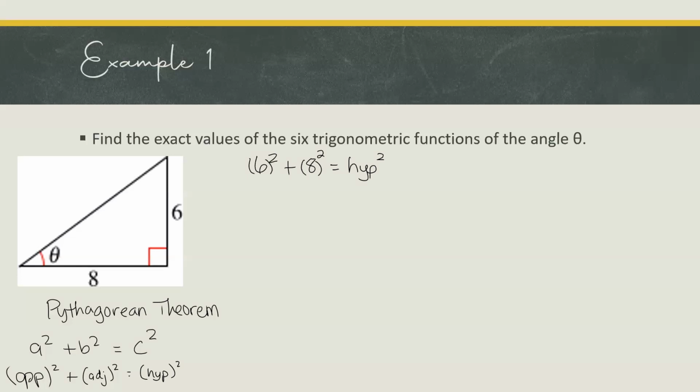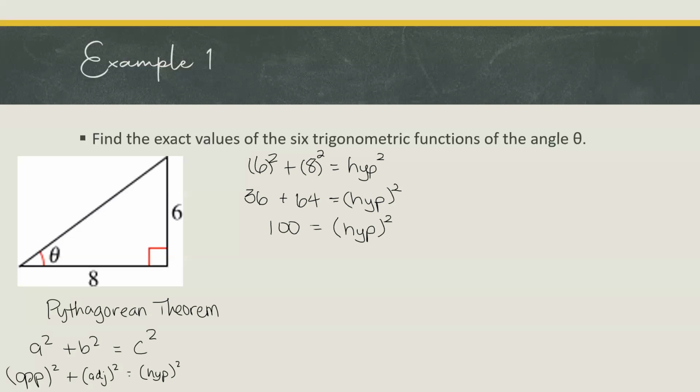So I'm going to evaluate those. 6 squared is 36. 8 squared is 64. Thirty-six plus 64 is 100. So my hypotenuse squared is 100. Now to figure out the hypotenuse from this equation here, I know the hypotenuse squared. If I want to unsquare it, I'm using the square root. So I'm going to square root both sides.